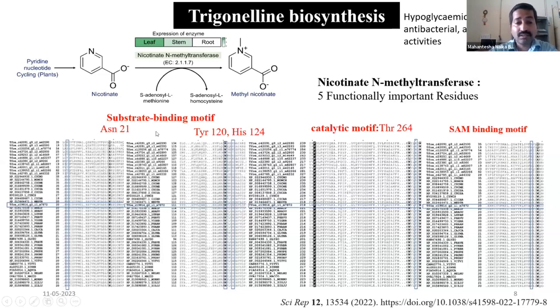So here, you see that 3 substrate binding motifs were identified, and again one catalytic binding motif is identified, and again one SAM binding motif is identified. So this is a quite interesting outcome we got, and this kind of identification is possible through an in-house developed tool, within guidance with Professor Sowdhamini ma'am.